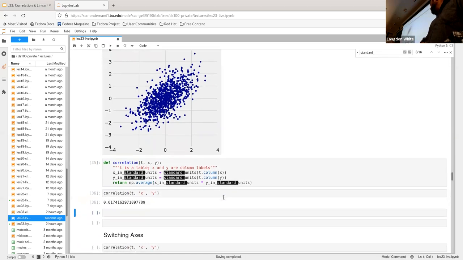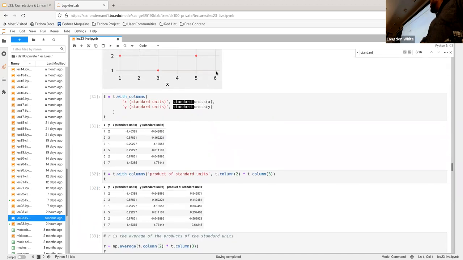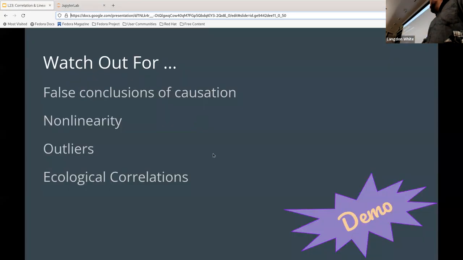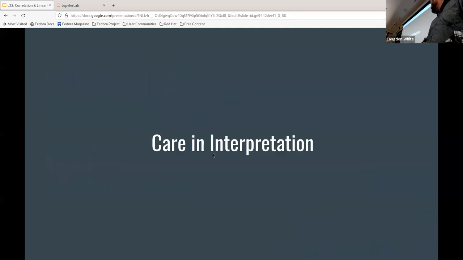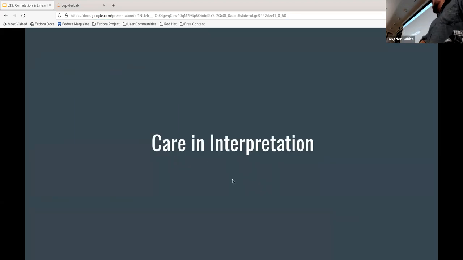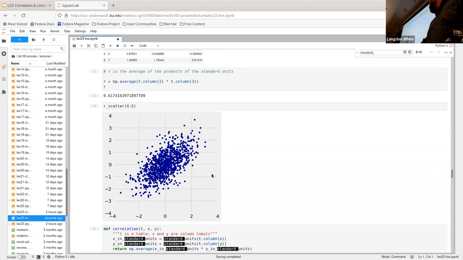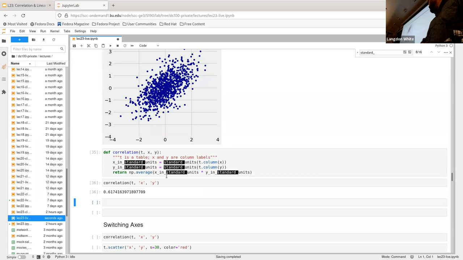So now we do the same data set and we get the same value. This is just the piecemeal version, going back here. So we do the Y in standard units, then the X in standard units, then we take the standard deviation of both, and then multiply them together, and then we take the average of the products. And so we end up with a function that looks like this, so that we don't have to do it every time.